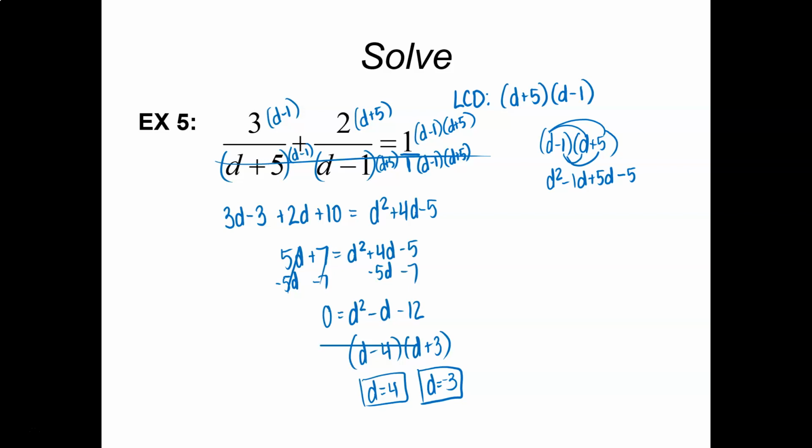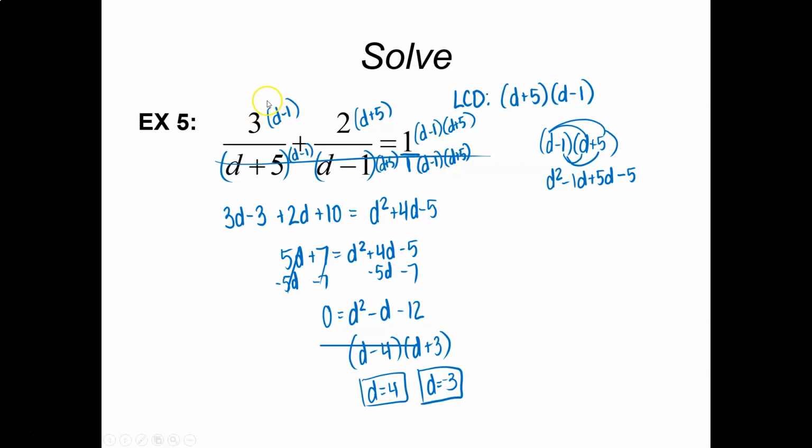All right, here is what you should get. So you're multiplying the first fraction by D minus 1. You're multiplying the second one by D plus 5. You've got to multiply this last one by both because it doesn't have anything in its denominator right now.